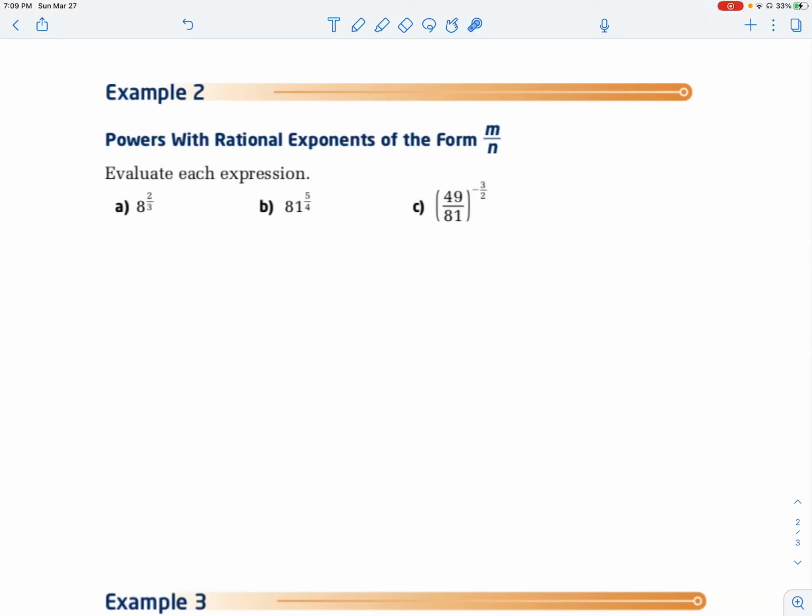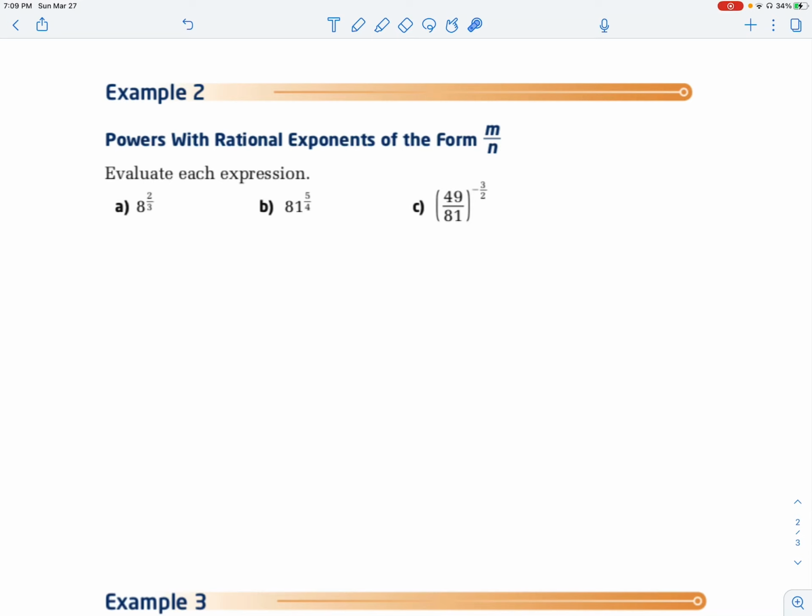Hi, welcome back to our second video for 3.3 rational exponents. In this video, we're going to do an example where we have rational exponents in the form m over n. So no longer having 1 over n like we did in the last example, but having a number on top other than 1. So like 8 to the exponent 2 over 3.